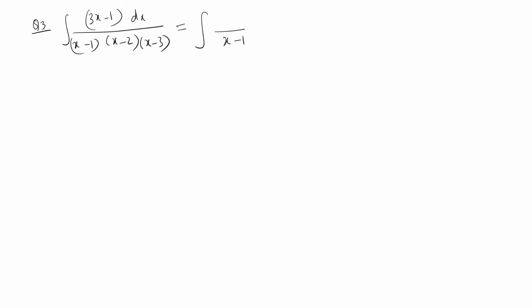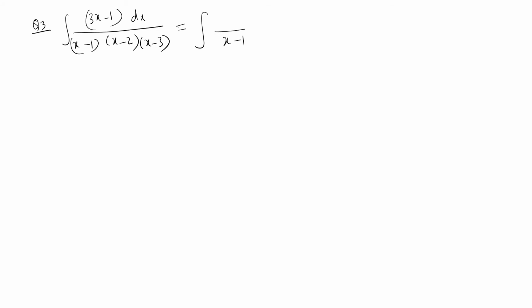Now we will take question number 3. This question is also having non-repeated linear factors in the denominator. So it is 3x minus 1 upon x minus 1, x minus 2, x minus 3. So let us learn how to apply the direct partial fraction, means how we can split it directly from here.